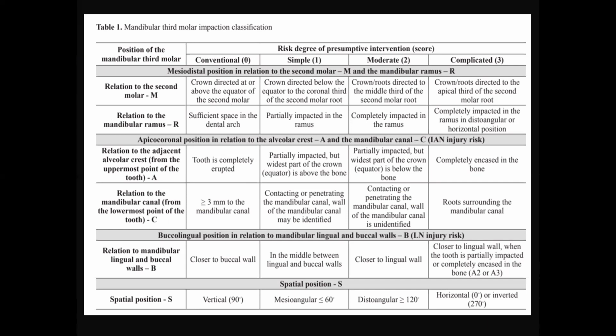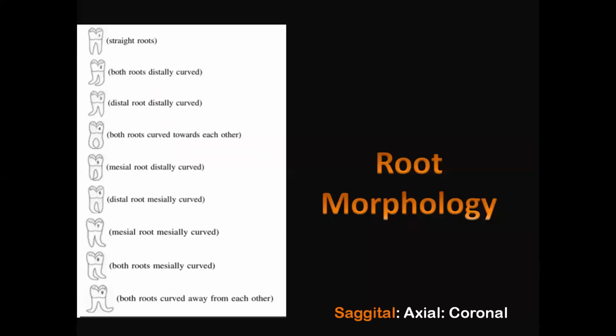This also we will discuss in the subsequent slides. So let's start first with the roots. Roots have a different morphology, as you can see. This morphology has different convexities in the root region. It could be a curvature in the mesiodistal direction. The curvature could be in the buccolingual direction also.